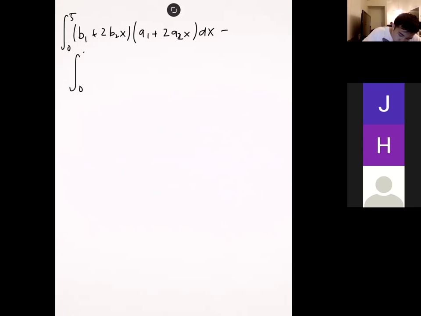And then from this, we're going to subtract the integral from 0 to 5 of w of x. This is just w, not dw/dx. So this is going to be b1x plus b2x squared, times s of x, which can be x squared over 5, dx, is equal to 0.